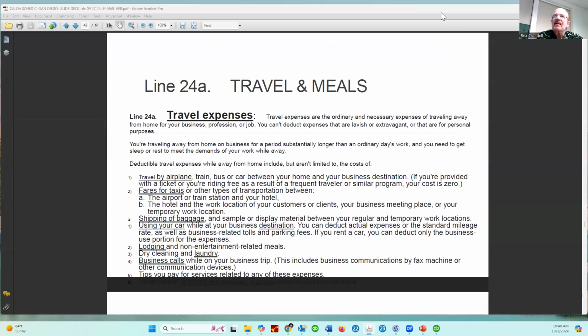You cannot deduct expenses that are lavish or extravagant or that are for personal use. So you're traveling away from home on business for a period substantially longer than a normal day's work, and you need to get sleep or rest at that faraway location because you can't get back home, and then you have a travel expense.